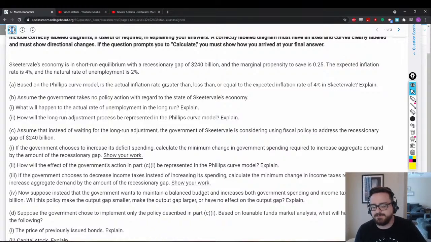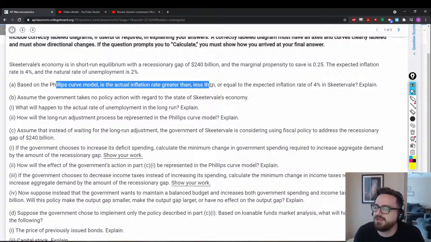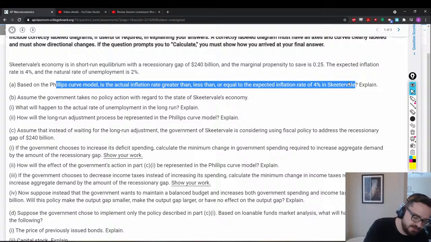The reason I can tell it's from last year is because it didn't actually specifically say that they had to graph any of these, because on last year's exam, they couldn't take graphs as an answer. But I'm going to draw some stuff, because they'll ask you to draw it on this year's AP exam. So we have, based on the Phillips curve model, is the actual inflation rate greater than, less than, or equal to the expected inflation rate of 4%? I'm doing this super quick because I wouldn't be graded on it, but I'm going to sketch this as fast and as reasonably as I can.